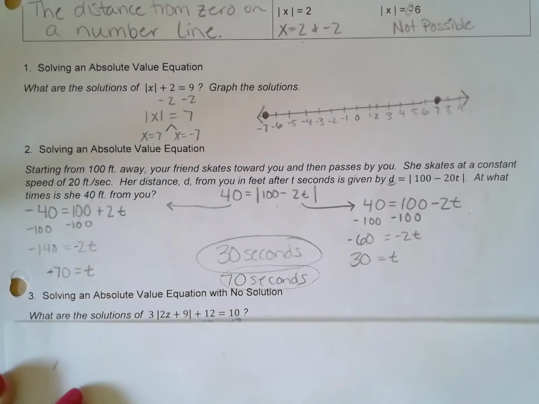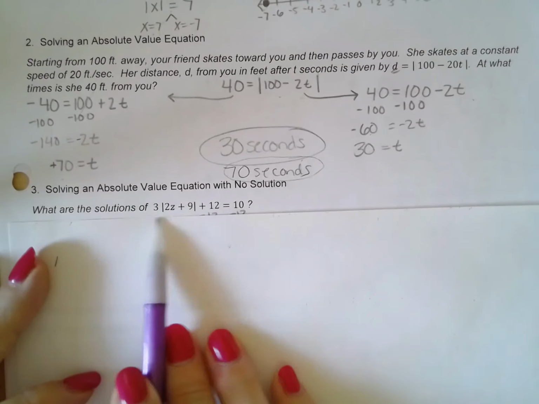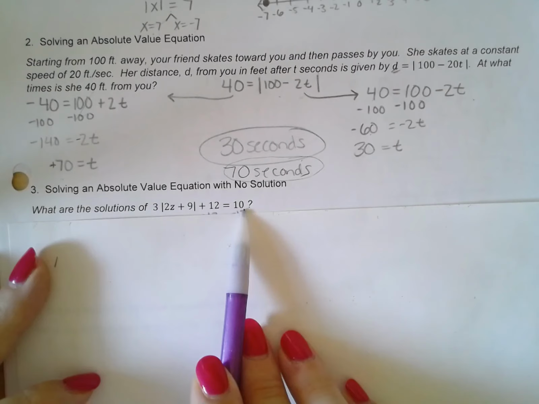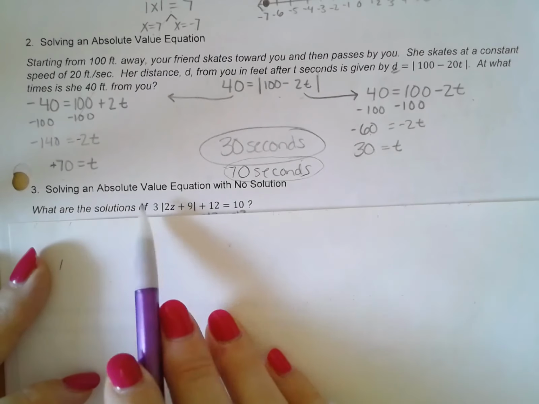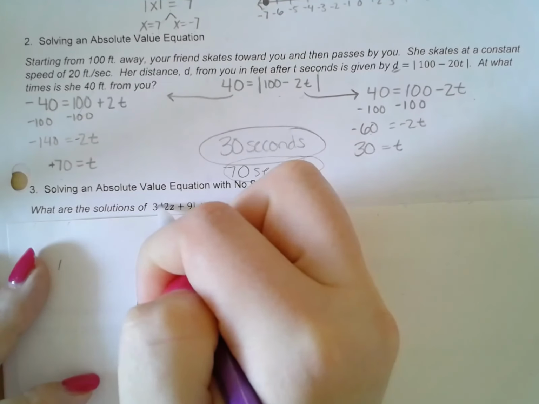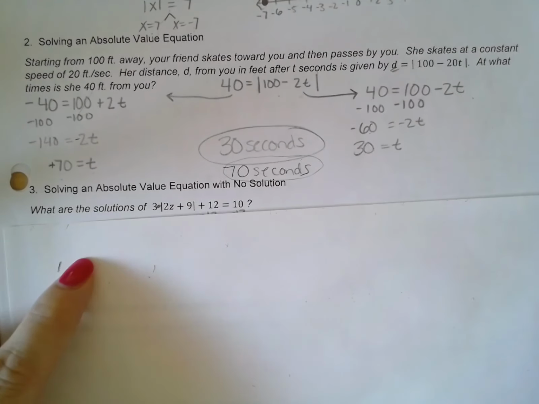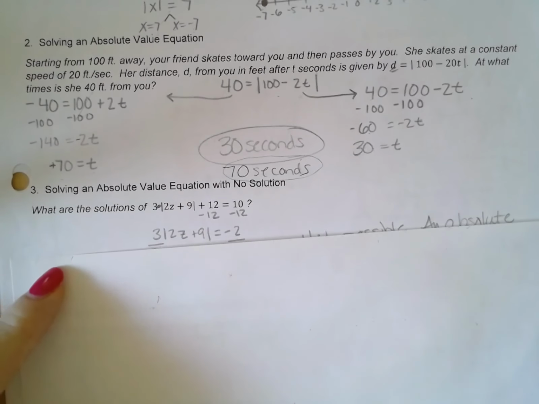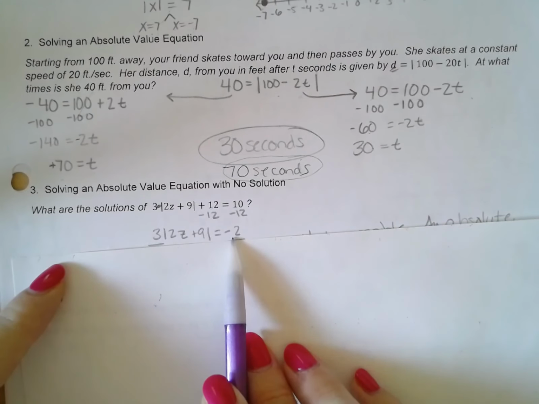Okay, number 3, solving an absolute value equation with no solution. So we have 3 and then absolute value sign 2z plus 9 plus 12 equals 10. Now 3 on the outside here, these are not like parentheses, so I can't distribute it. So this is actually 3 times, and that might help to get your mind into the setting that in order to undo the 3, you're going to have to divide it at some point. So first step though is to subtract 12 from both sides. So I'll give you 3, and then in parentheses, 2z plus 9 equals negative 2.